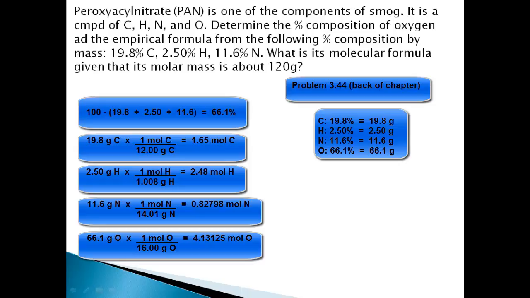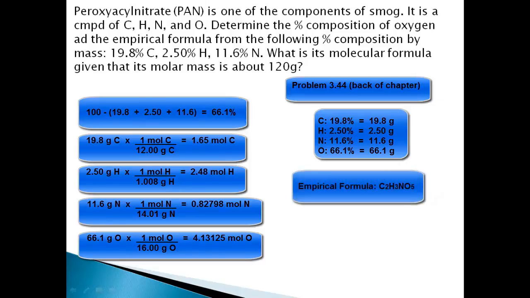Third step, figure out which one is the smallest number of moles, and that's the one that you divide everybody by. Obviously, it's going to be the nitrogen. So if I divide all of the elements by nitrogen, the empirical formula that I get is C2H3NO5. That is my empirical formula.